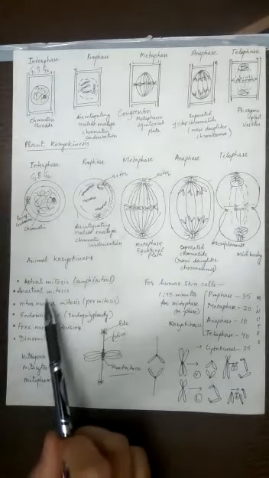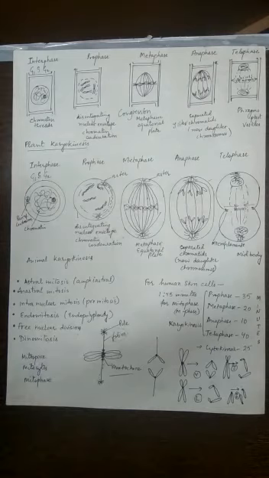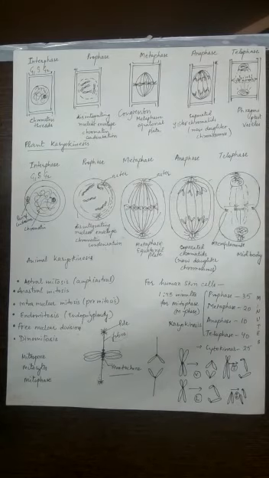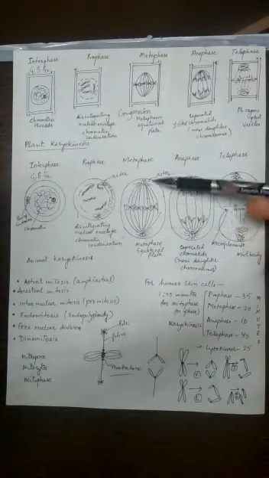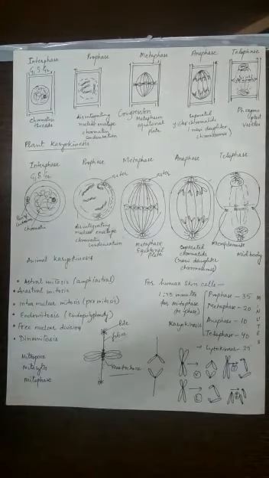Let's understand what exactly is astral mitosis. And what is astral mitosis? If during the process of mitosis asters develop on both ends, it is called astral. Aster means star-shaped structure, so it will be called an astral mitosis. And because asters develop on both the poles, it can even be called amphiastral mitosis.